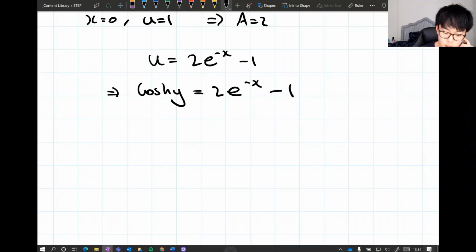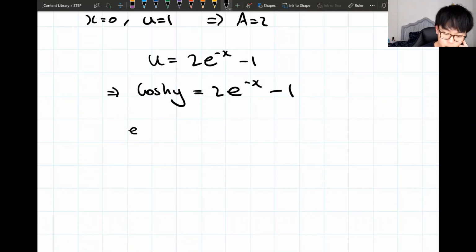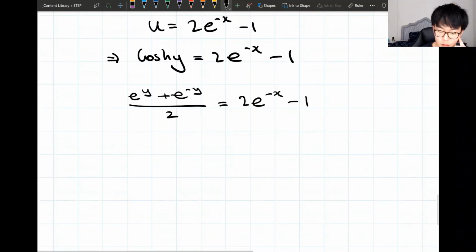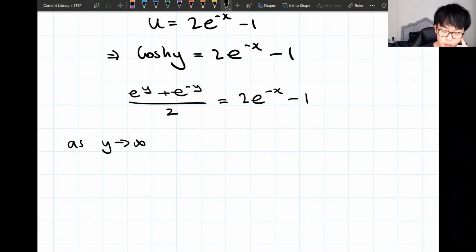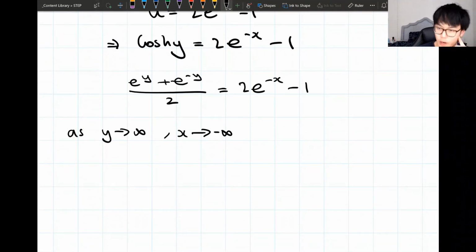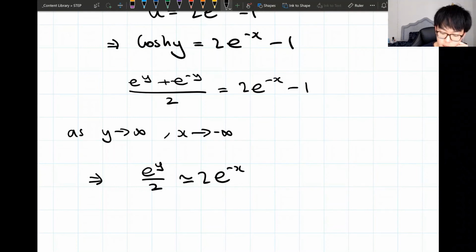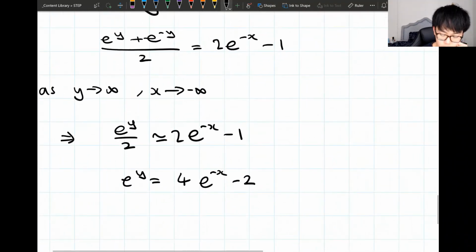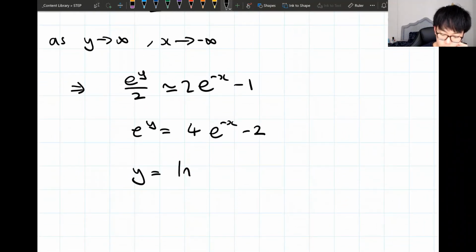So let's firstly write cosh y in terms of exponential form. So that is e to the power y plus e to the power minus y, over 2, is equal to 2e to the minus x minus 1. Now, firstly, let's consider y approaching infinity and x approaching minus infinity. If y approaches positive infinity, then e to the power of minus y will approach 0. And so this equation will look roughly like e to the y is roughly 2e to the minus x minus 1. So e to the power y is therefore 4e to the minus x minus 2, and so y is therefore natural log of 4e to the power minus x minus 2.